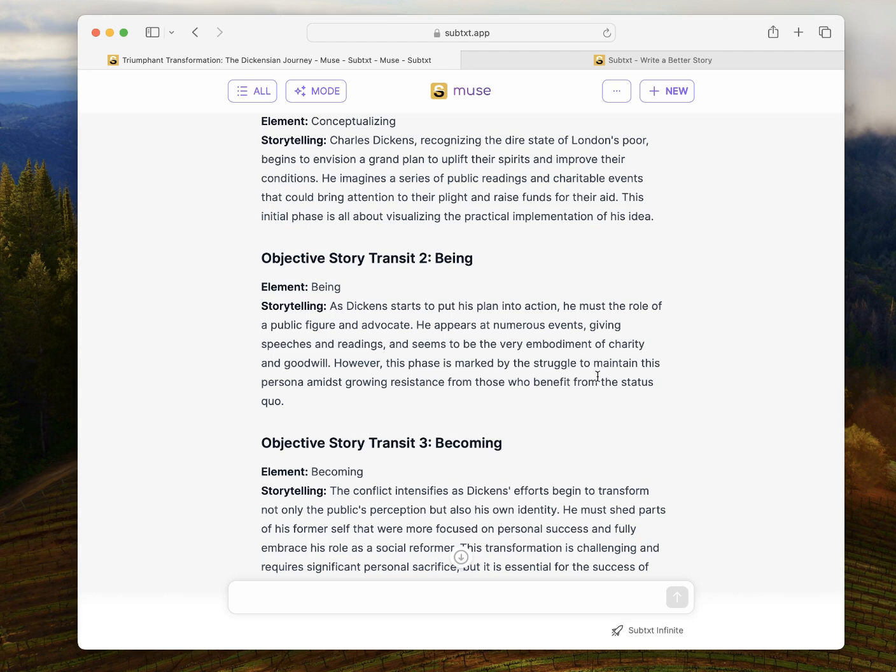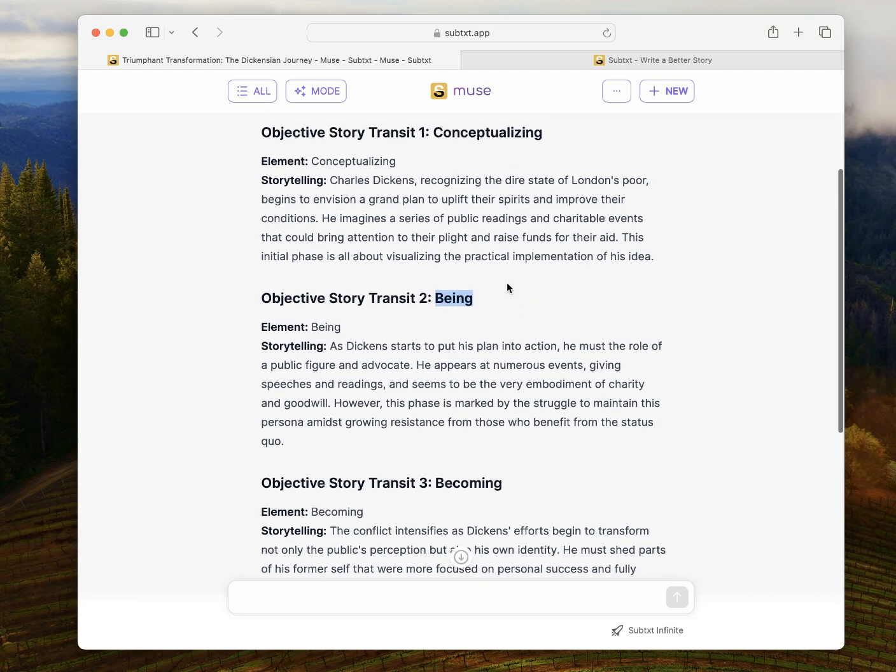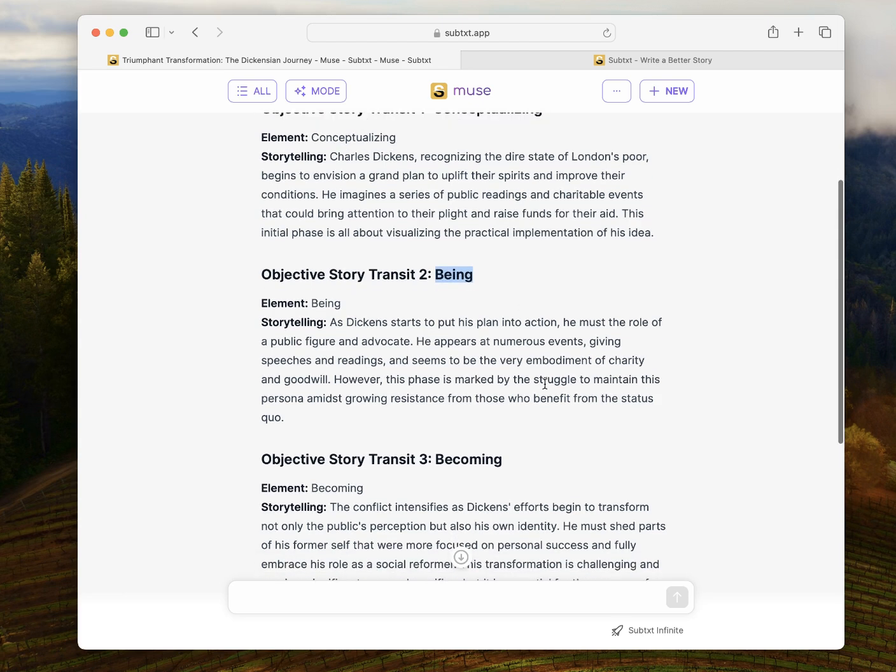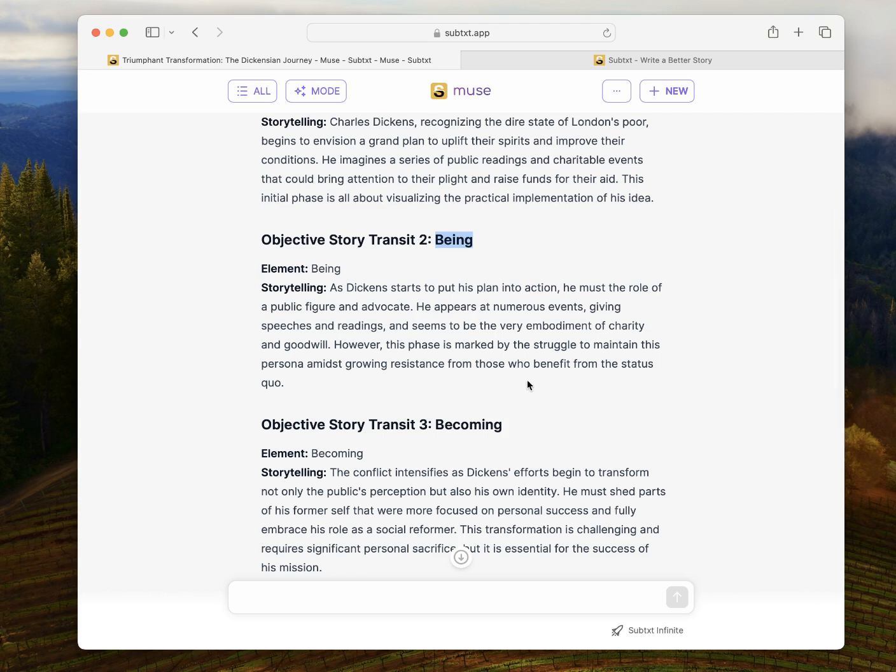As Dickens starts to put his plan into action, he must play the role of a public figure and advocate. He appears at numerous events, giving speeches and readings, and seems to be the very embodiment of charity and goodwill. So this would be your fun and games moment. If you're a Save the Cat fan, it's in the same area. But instead of just some random fun and games, you know that it's something that's tied directly into the meaning of the story. However, this phase is marked by the struggle to maintain his persona. Cool. Amidst growing resistance. That's great.